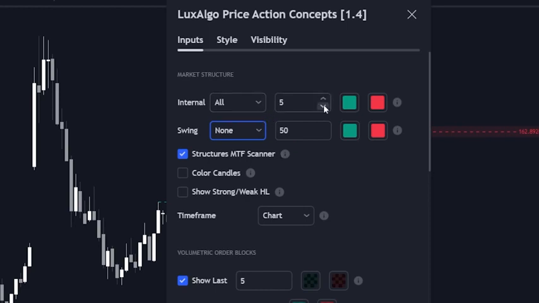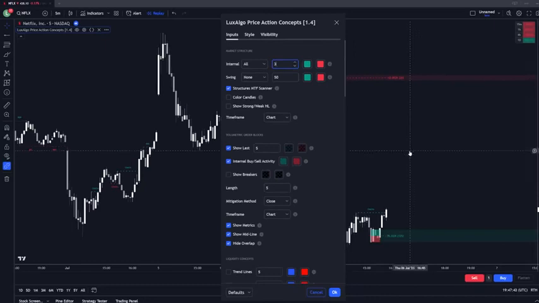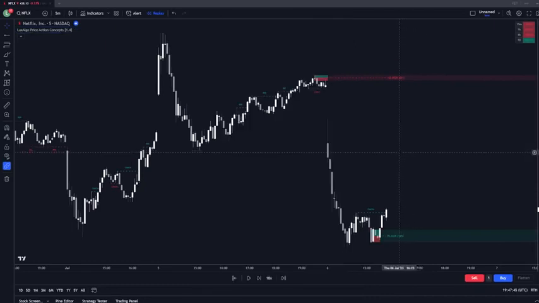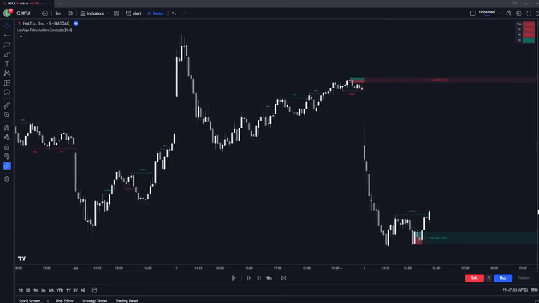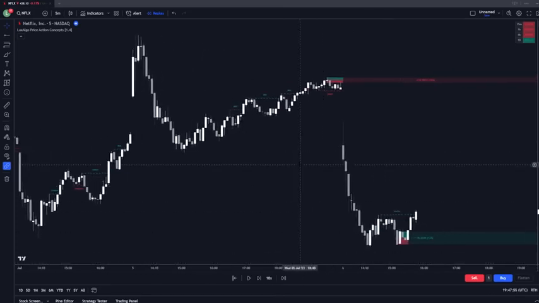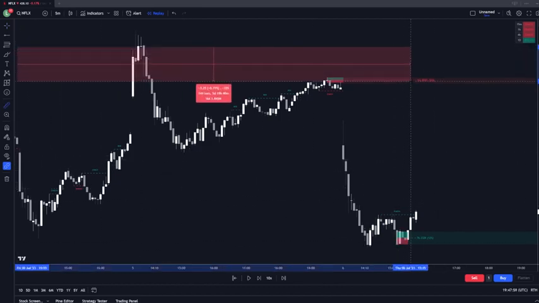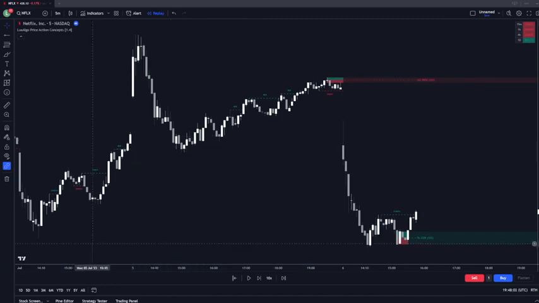We're also going to be lowering the setting down to 3 from the default of 5. The reason for that is to get a lot more reactive and actionable break of structure and change of character labels, as we are going to be looking at the near-term market structure. On this example, we are zoomed in quite a lot. There's only about 150 bars on our screen.